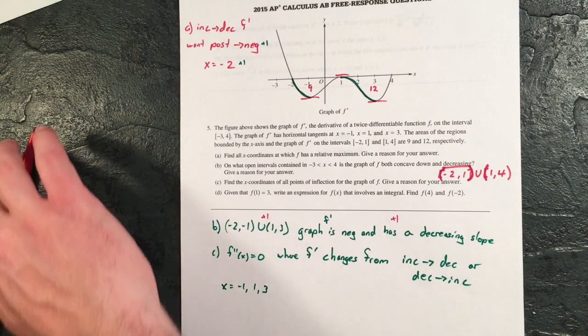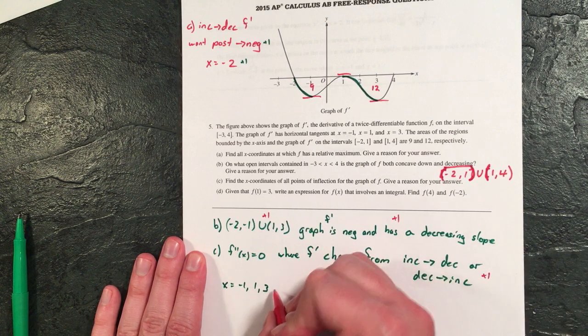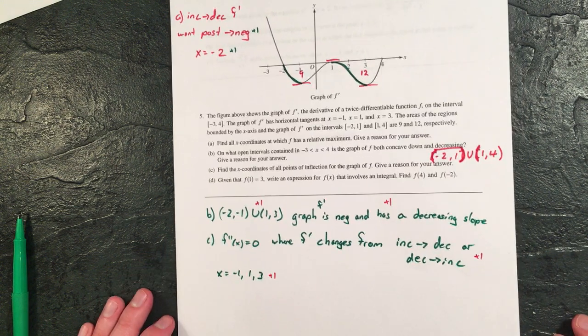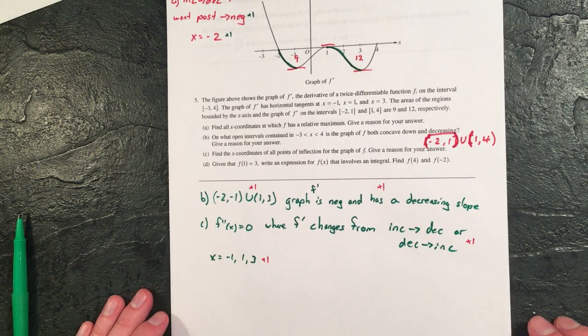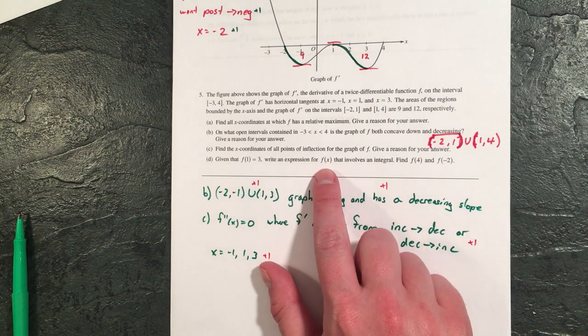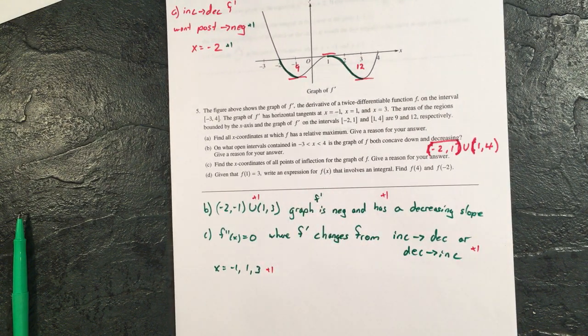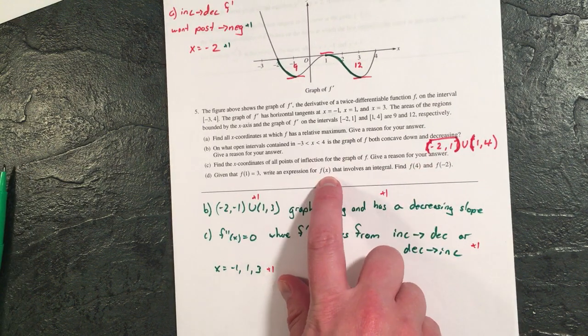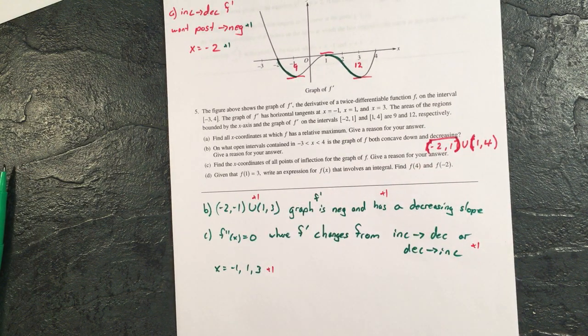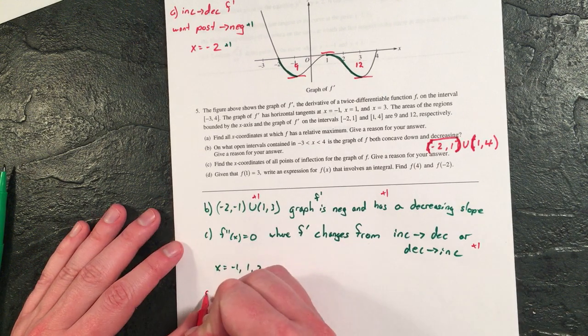And another 2-pointer here, one for reasoning, one for the correct full answer. On to the last one. So given that f of 1 equals 3, write an expression for f of x that involves an integral. Find f of 4 and f of -2. So it wants a specific expression. I think personally that's the hardest part for me to kind of grasp. So I'm going to do these other parts and then explain where they're getting this from and how it goes, because I think intuitively it makes more sense this way.